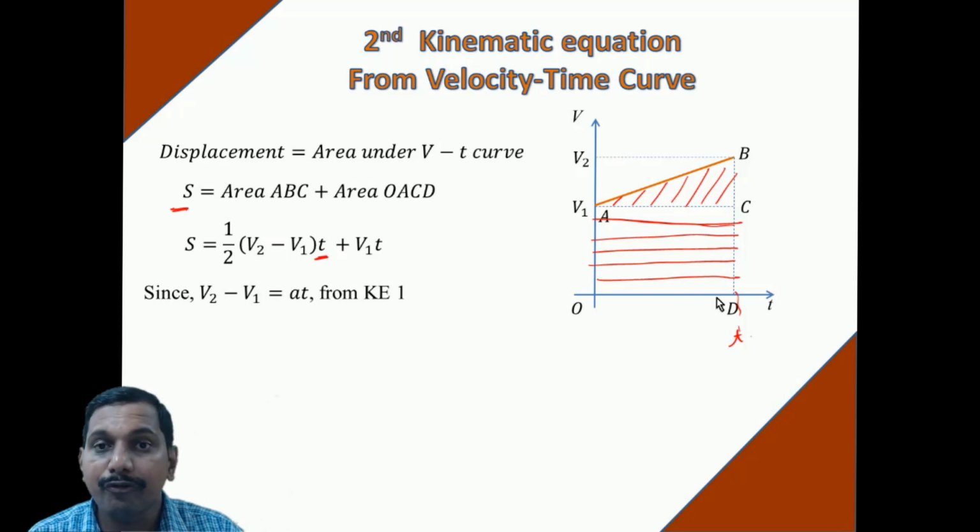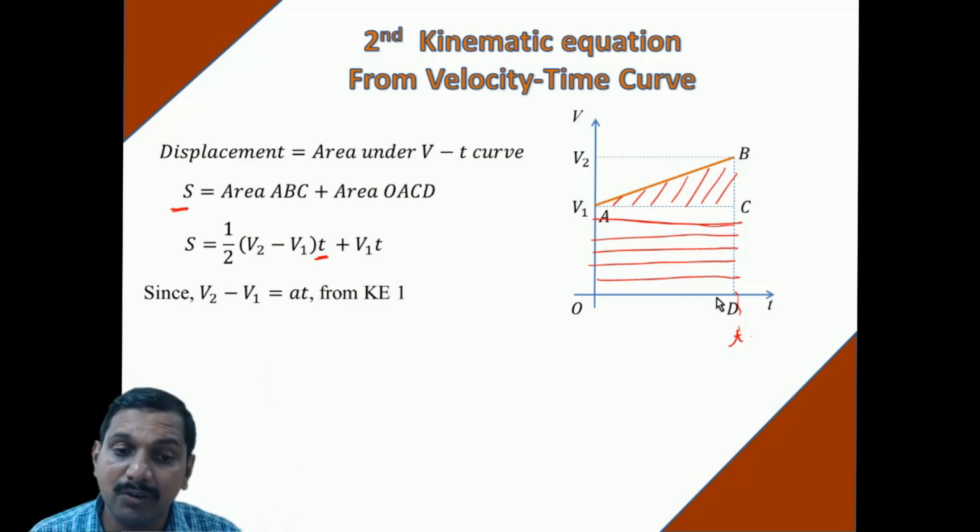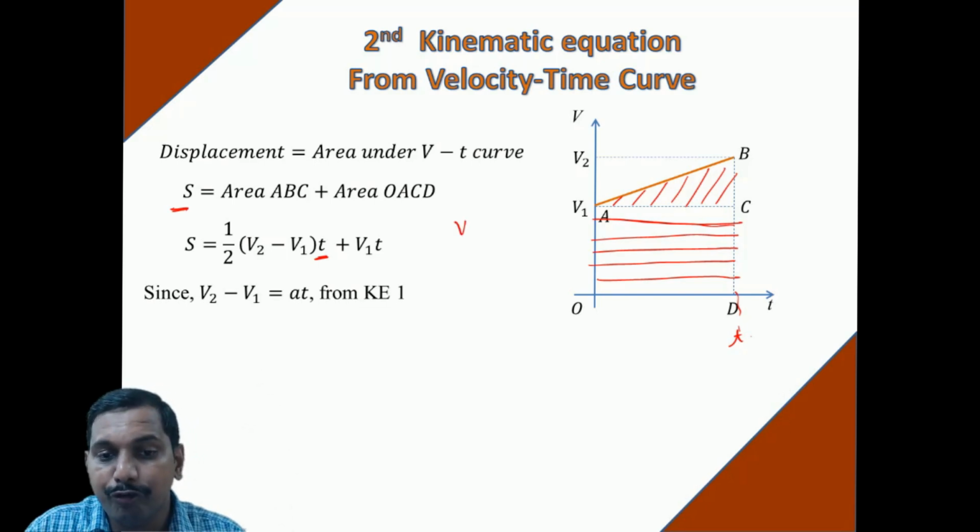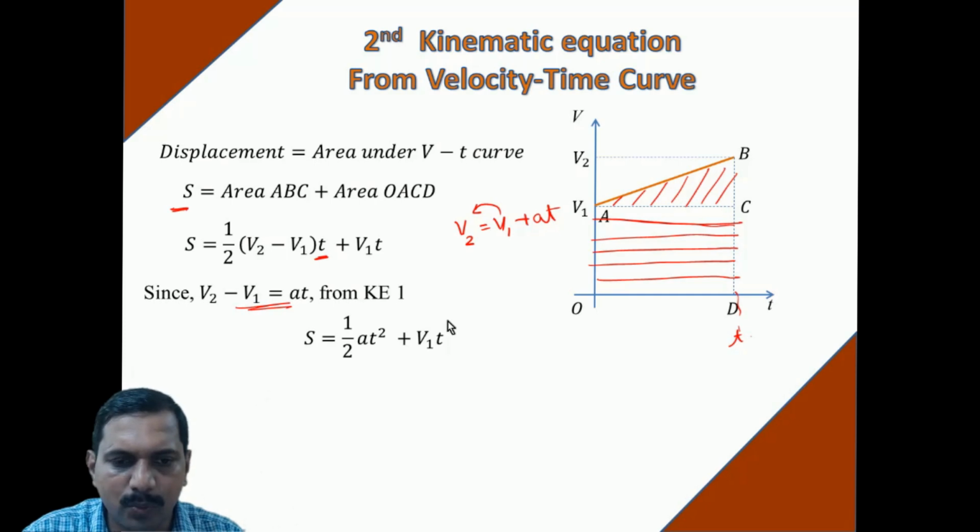Since V2 minus V1 is equal to at from kinematic equation 1, how did we get that? We know that V2 is equal to V1 plus at, and this V1 has been taken to this side, so you get this. This we have got from kinematic equation 1, right? So now if that is the case, I can write V2 minus V1.